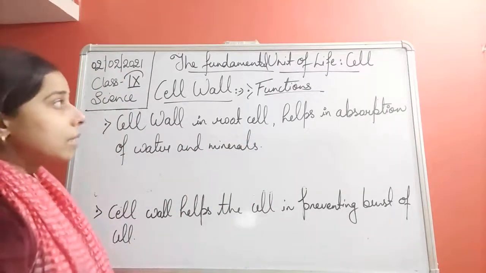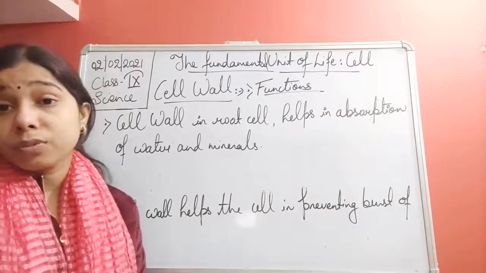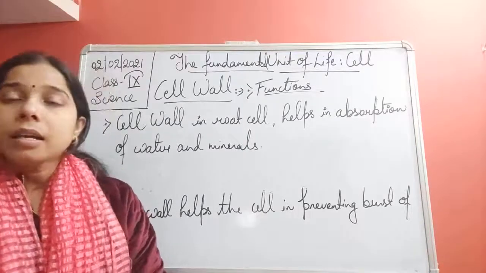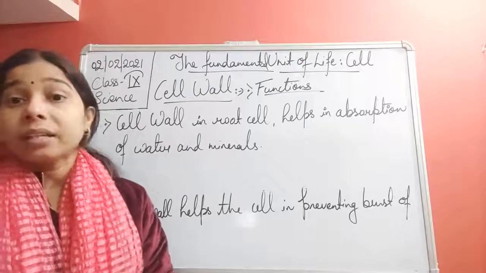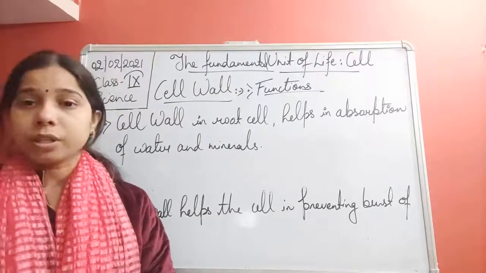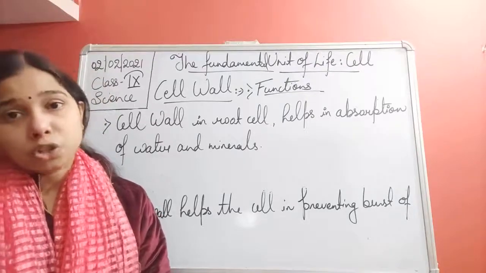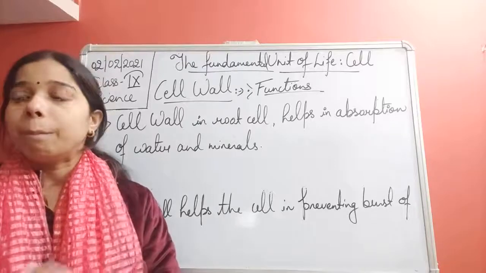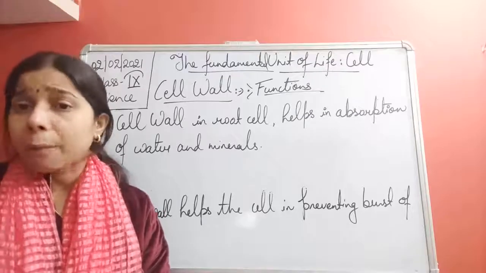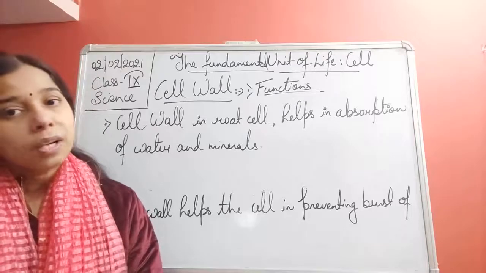Okay, so these are some of the functions of the cell wall, students. What is the first function that we have seen here? The first function of the cell wall is that it helps in providing the shape to the cell. The second one is that when you keep the cell in a hypotonic solution or in a dilute solution, it helps in maintaining the shape of the cell and preventing the burst of the cell.